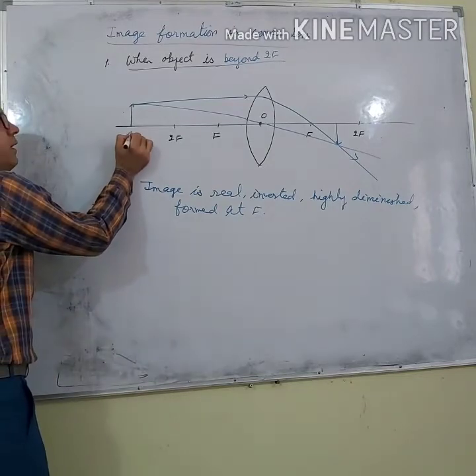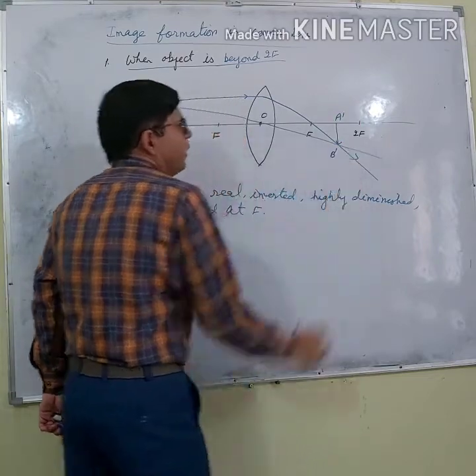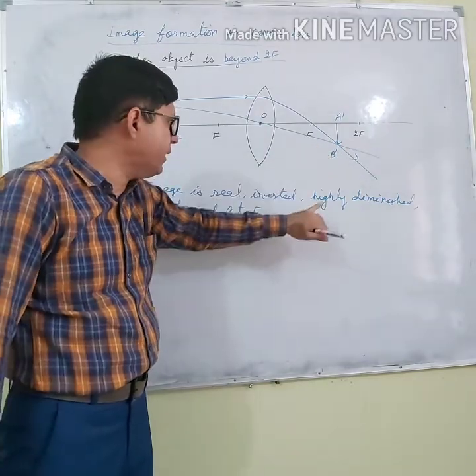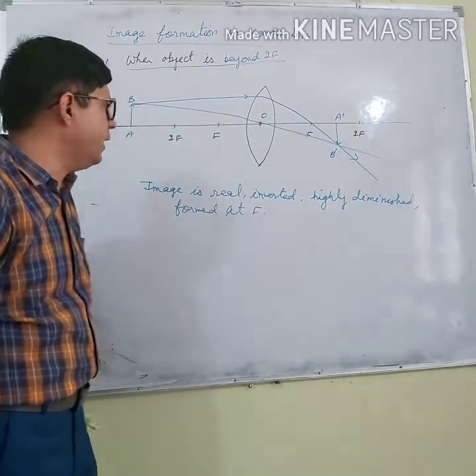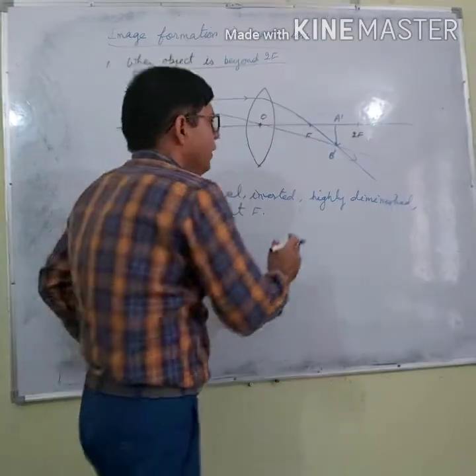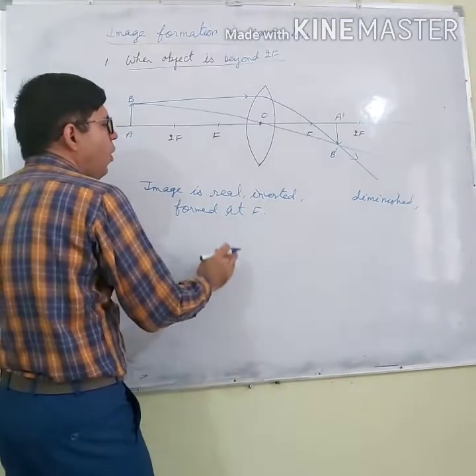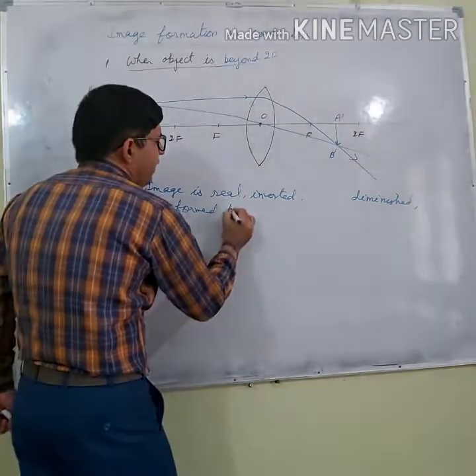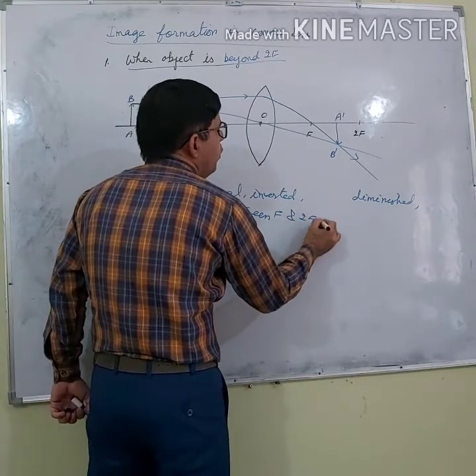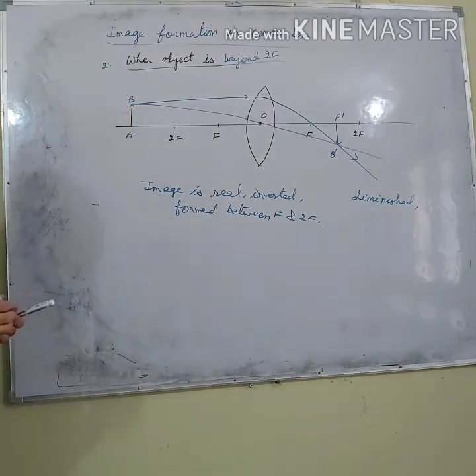If I say this object is AB, then this is A dash B dash. What is image formed? Real. Why real? Because rays are meeting in actual practice. So image formed is real and inverted. This is object, this is image. Image is smaller, so I will say that image is diminished. And where it is formed? It is formed between F and 2F. So second point is when object is beyond 2F.